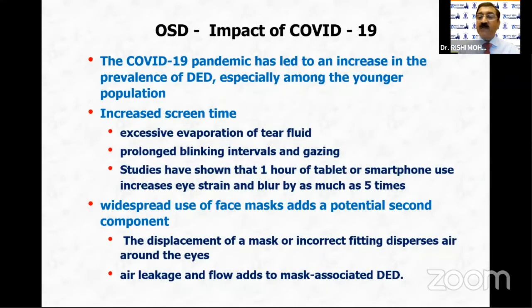Just a slide on the impact of COVID, and I thought this was appropriate. This has led to an increase in the prevalence of dry eye disease, especially amongst the younger people. There's increased screen time with excessive evaporation of tear fluid. There's prolonged blinking intervals, and there is a lot of gazing. Studies have shown that an hour of tablet or smartphone use increases the eye strain and the blur by as much as 5 times. The other potential issue has been the widespread use of face masks, which adds another dimension to the whole thing. The displacement of the mask or an incorrectly fitted mask will disperse air around the eye, and this air leakage and flow adds to what we call MADE, or mask-associated dry eye disease.